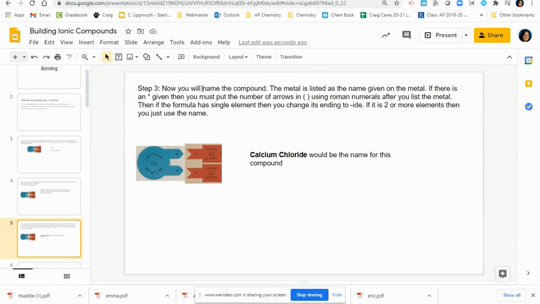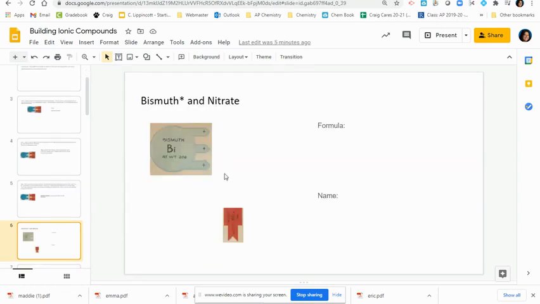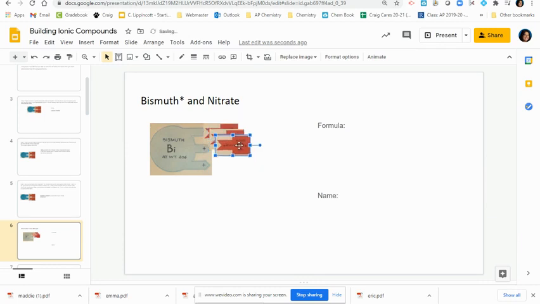Now, if the metal that we have has an asterisk after it, then we're going to have to put how many arrows there are in parentheses, using Roman numerals, after you list the metal. Here with bismuth and nitrate, you can see that bismuth has 3 prongs. So I'm going to need to move my nitrate up here. I've got to turn it around so it's going to fit into that prong. But again, if I do this, I don't have enough to fill up these other arrows. So I'm going to have to duplicate that to be able to fill up all of those arrows. And once I do that, you can see that that's going to work out well.